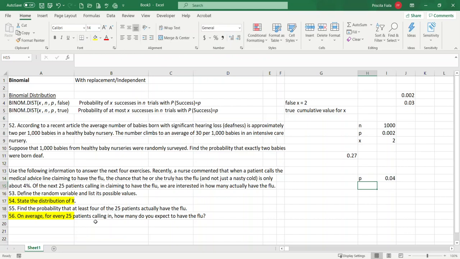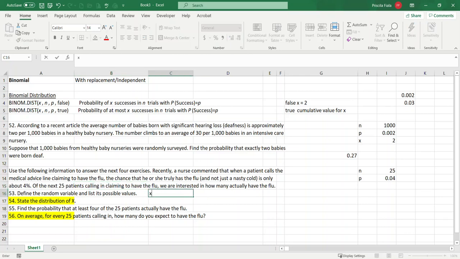Of the next 25 patients calling claiming to have the flu, we're interested in how many actually have the flu. So we have our sample size, which is 25 patients, right? 53, define the random variable and list its possible values. Well, the random variable x is right here, the number of the patients claiming the flu, how many actually have the flu.